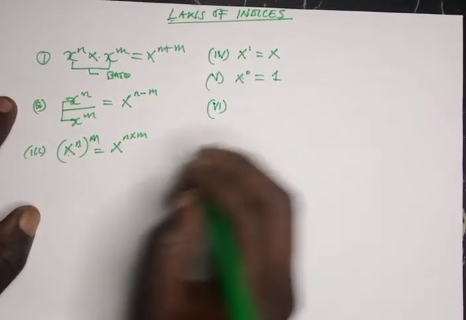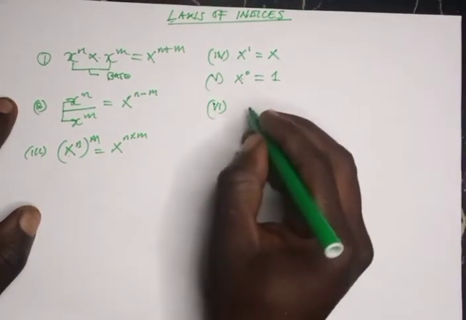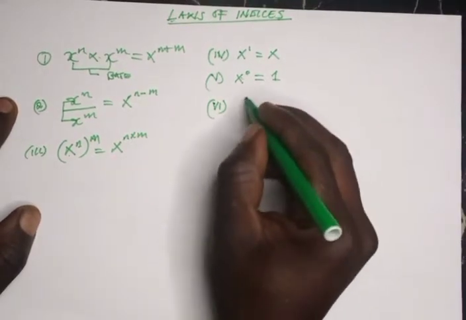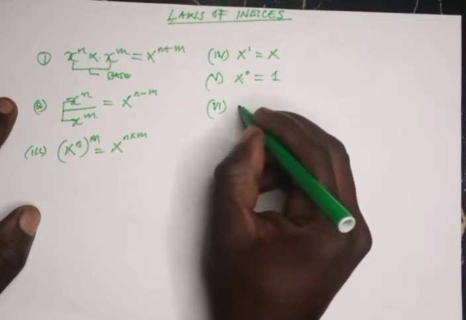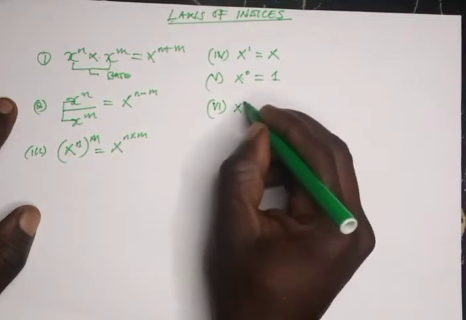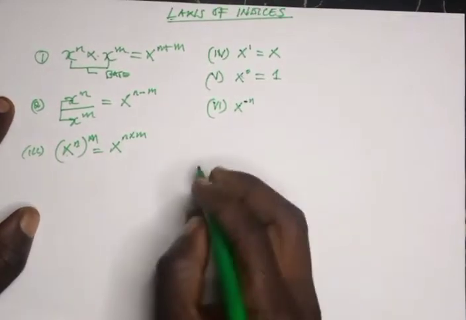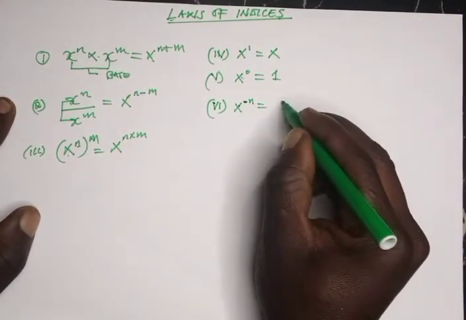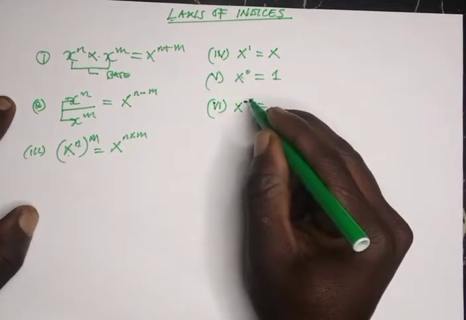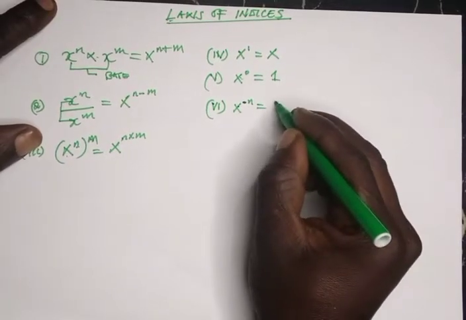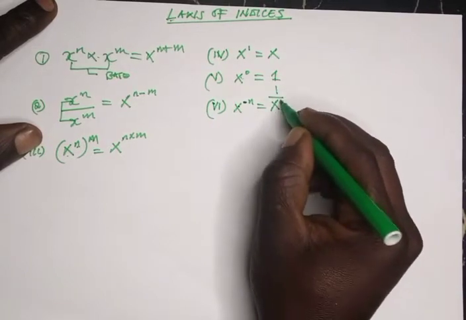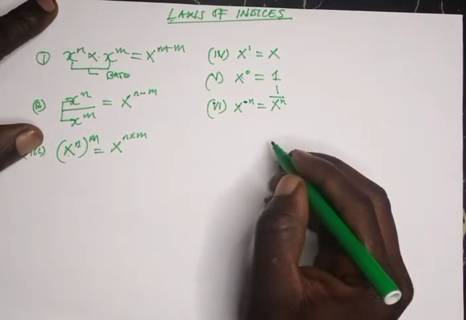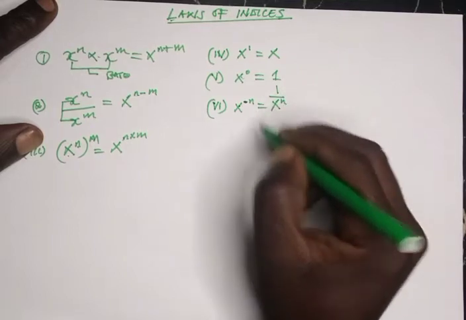Law number 6. If you are given any number raised to power negative n, then to cancel this negative, it will be 1 over x power n. Yeah, you take it into positive indices.